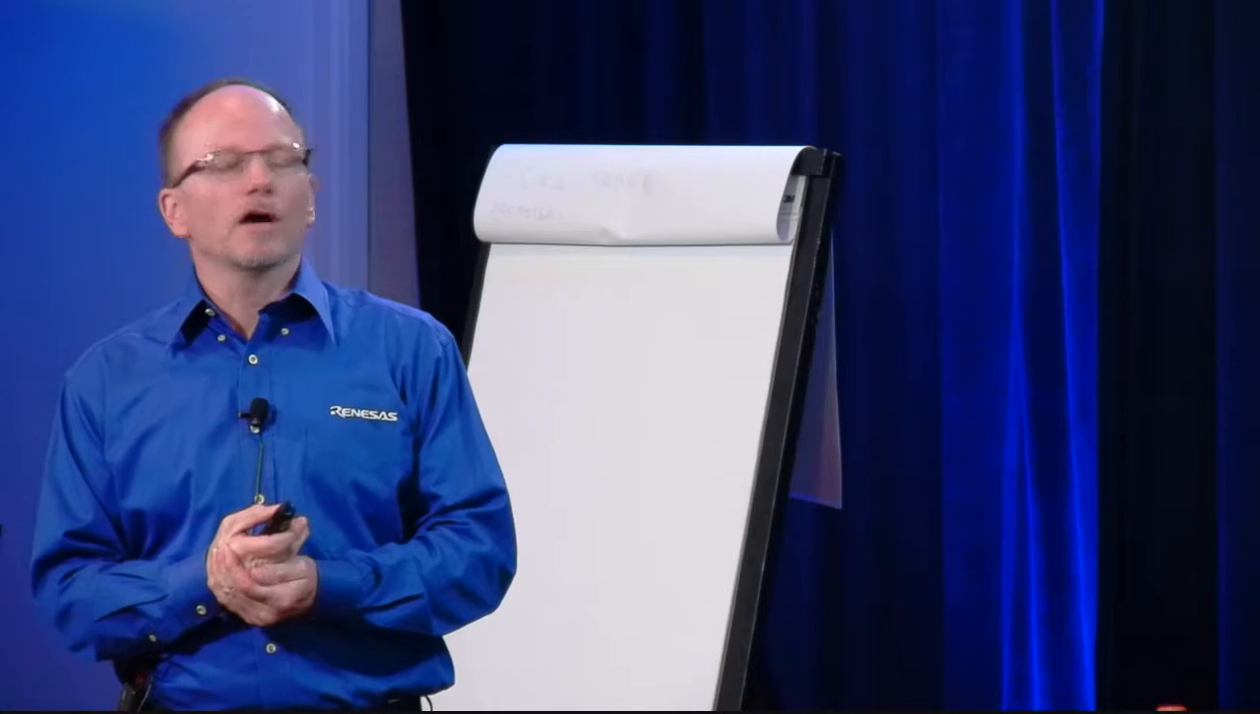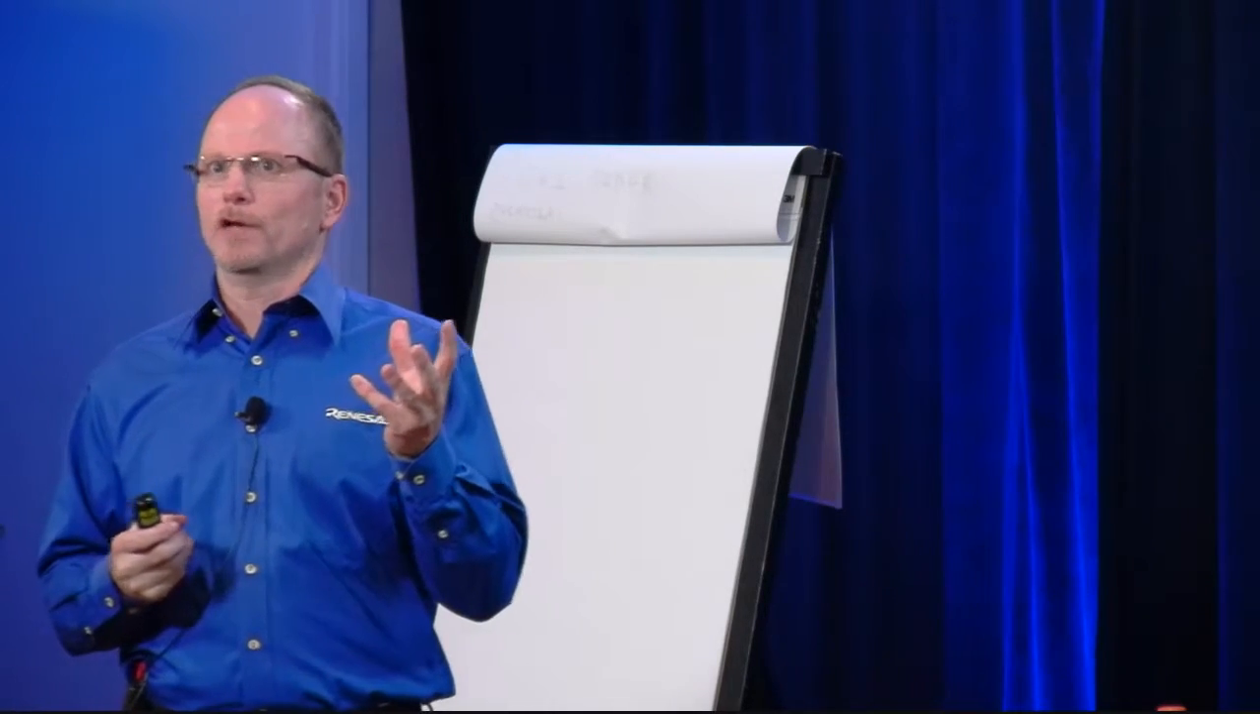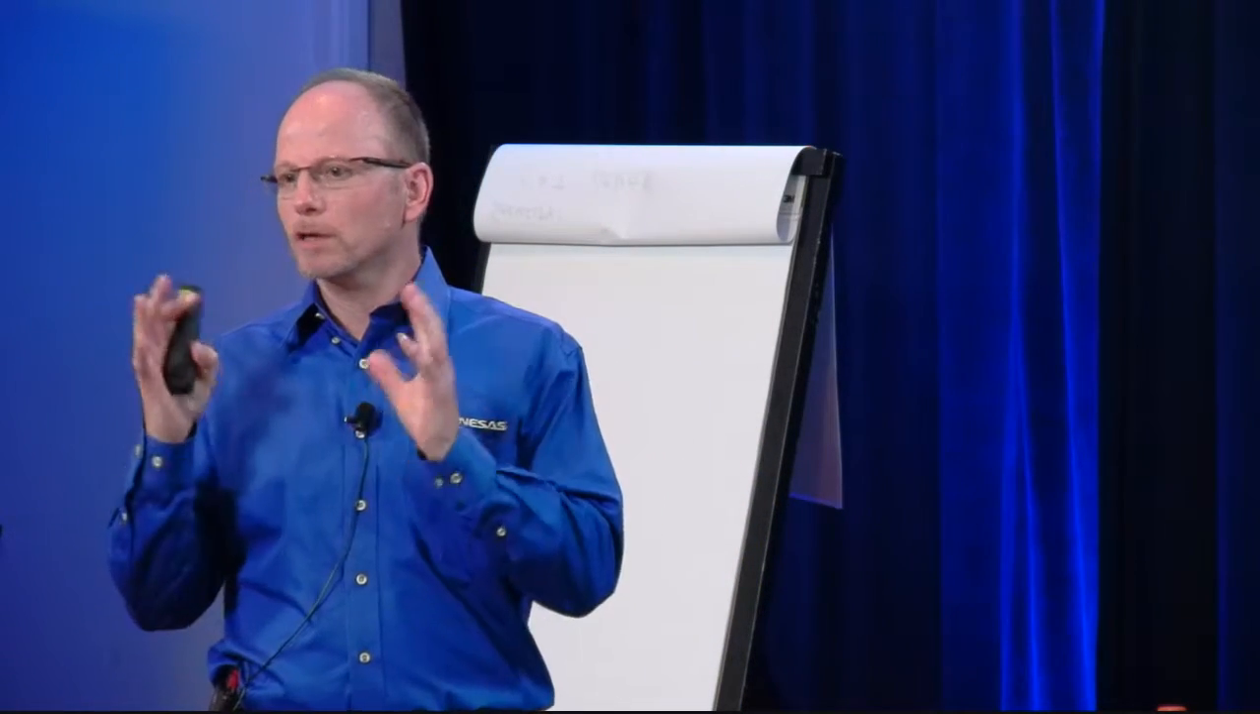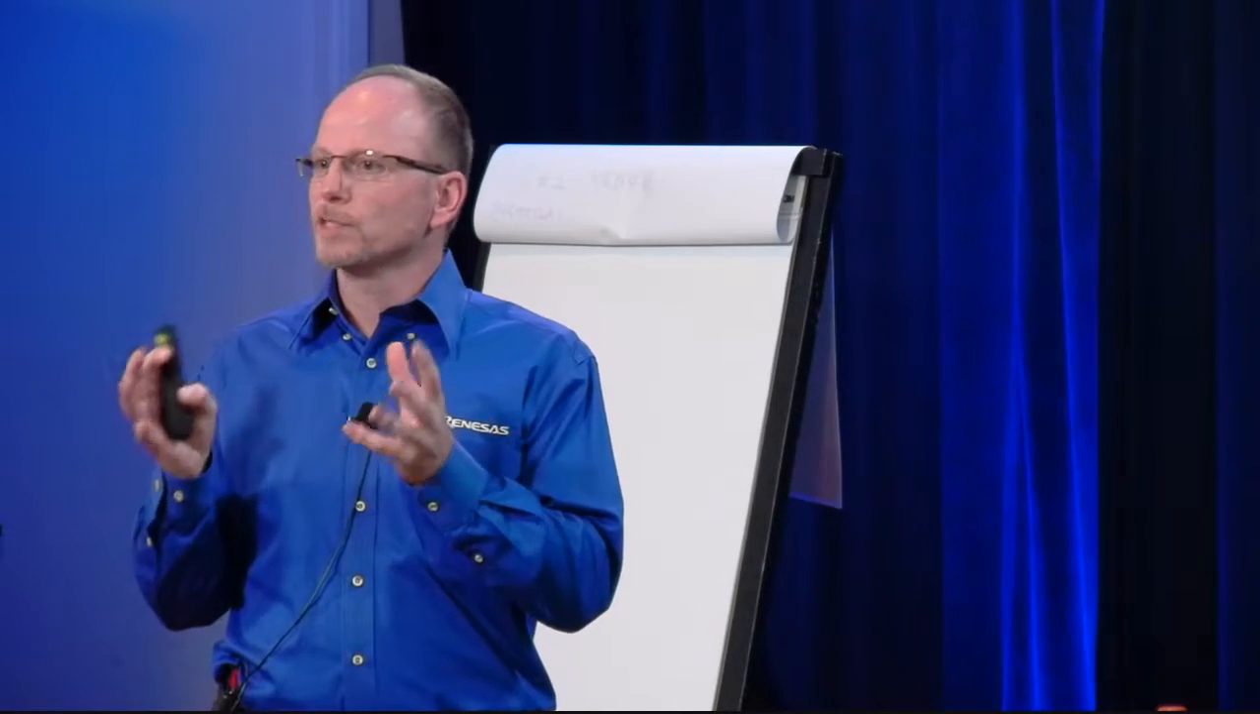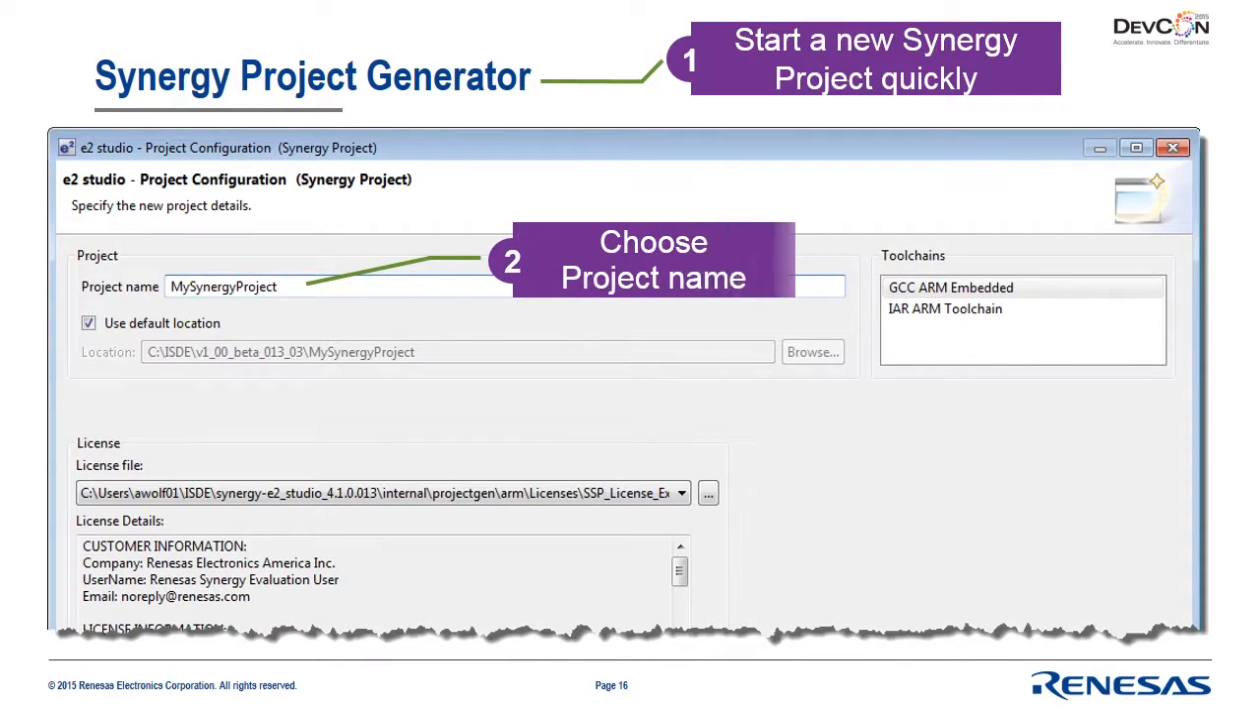So I've been talking about the Synergy project generator. That's the quickest way, or actually the only way, to really start a new project inside the ISDE for a Synergy target. Essentially, it brings up a dialog that lets you specify some high level characteristics of your new project. For example, obviously, you have to give your project a name.